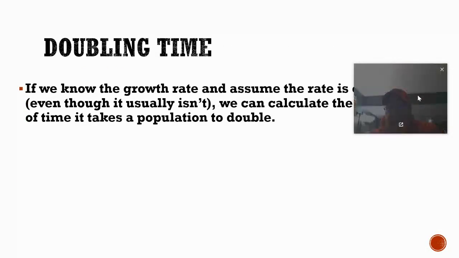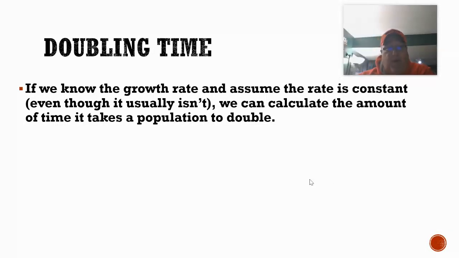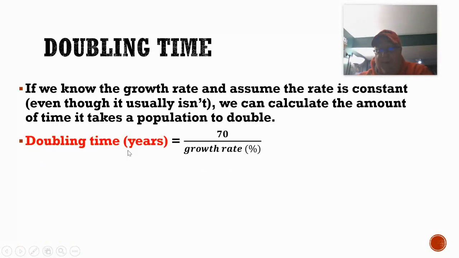All right, last thing here is doubling time. We've talked about this before. If you know the growth rate and assume the rate is constant, even though growth rates are not really that constant, we can assume that they are, but they change and fluctuate all the time. We can calculate the amount of time it takes for a population to double. So let's go ahead and use our doubling time formula, which is 70 divided by the growth rate. And let's apply this to our global growth rate, right? We said earlier that the growth rate of the planet is 1.2%.